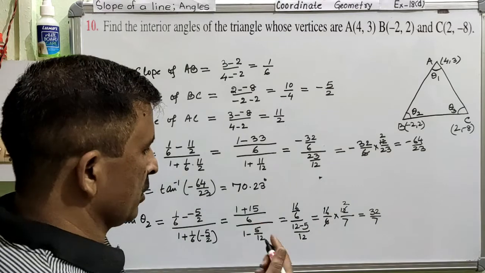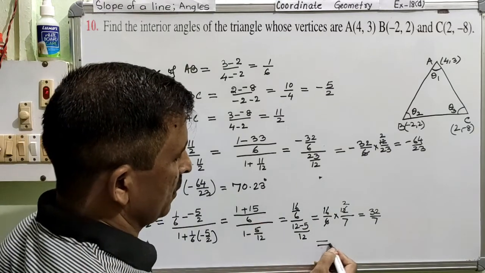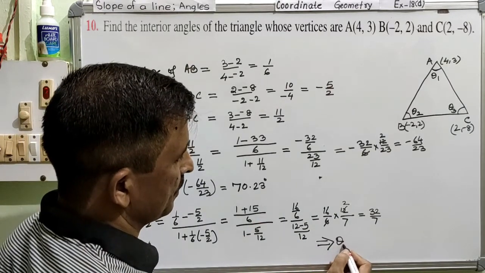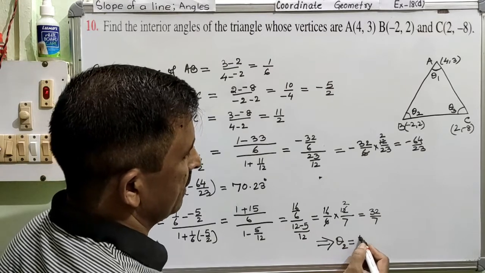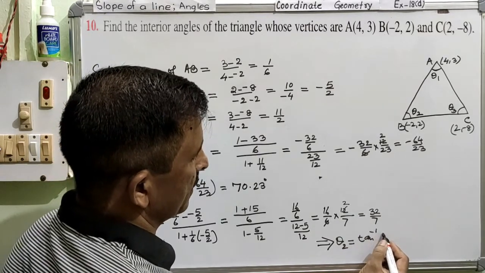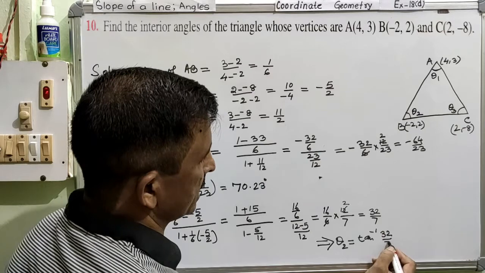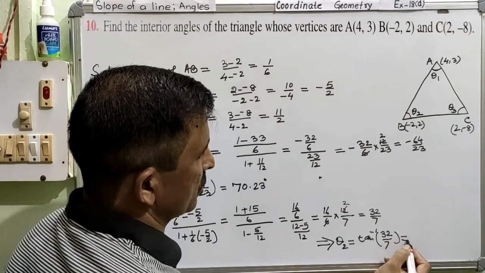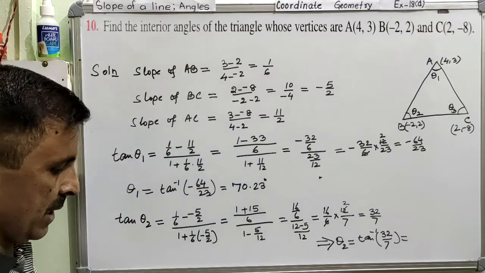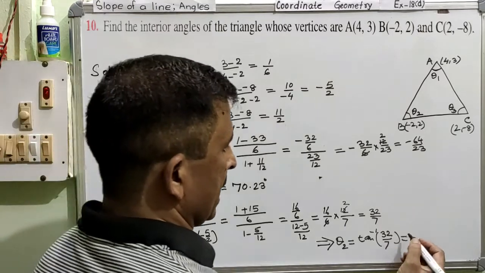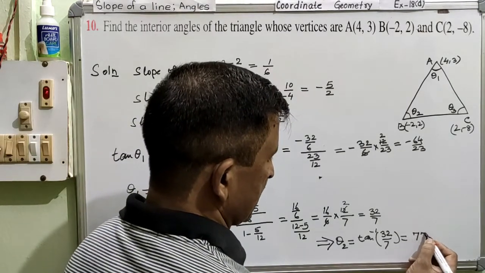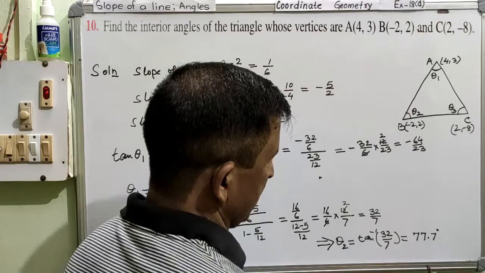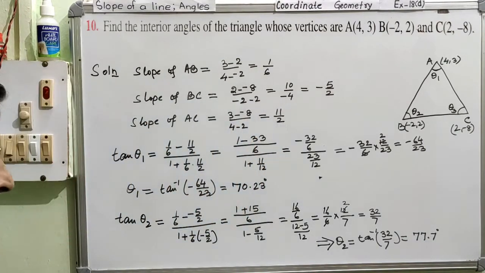Now we can calculate theta 2. So this tan will go to the other side. So here itself I will show you. Theta 2 is equal to tan inverse 32 over 7. Am I clear? Use the calculator. When you use the calculator, the value of this angle is coming as equal to 77.7 degrees. Am I very clear?